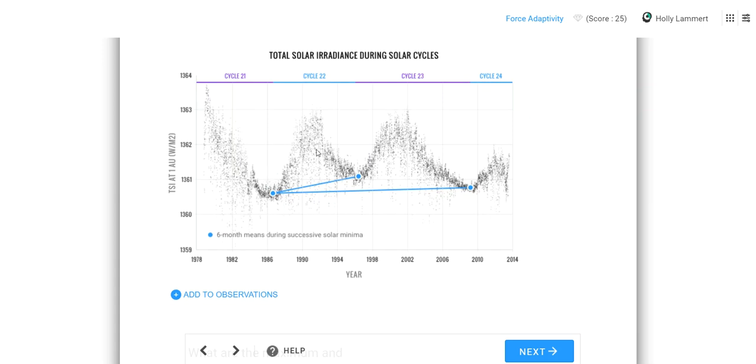So what do you notice is happening? Cycle 21, down; cycle 22, up, down; cycle 23, up, down; cycle 24, up, down. And then they're looking at this 6-month mean successive solar minimum. So here we have between 1986 and 1998, and then all the way to 2010, these successive solar minimums.